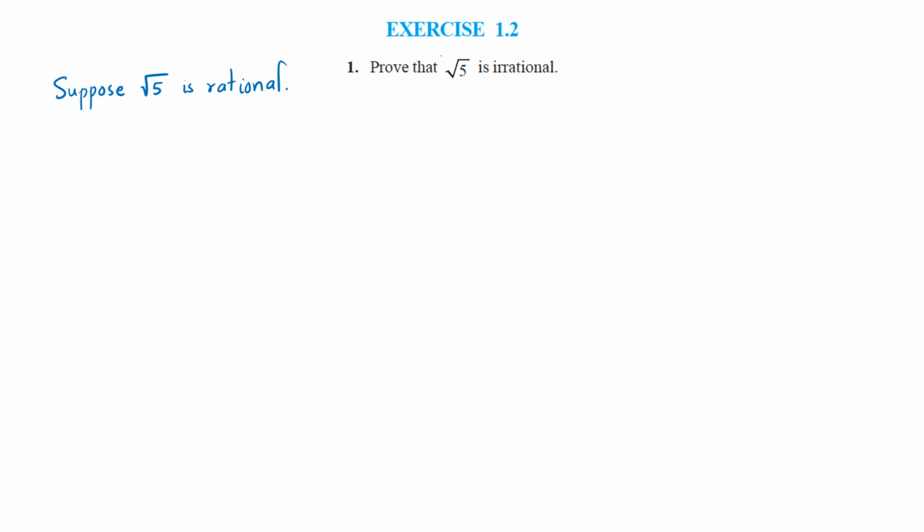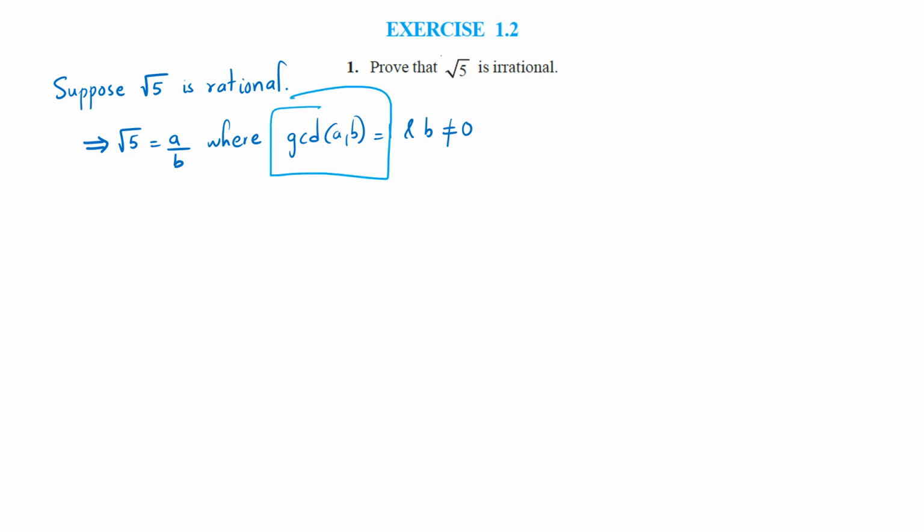So we're going to use the contradiction method. Suppose root 5 is rational, then root 5 is A by B, where of course, and this is very important, A and B do not have any common factors apart from 1. The GCD of A and B is equal to 1. So we are writing it in its lowest form. Now what should we do?